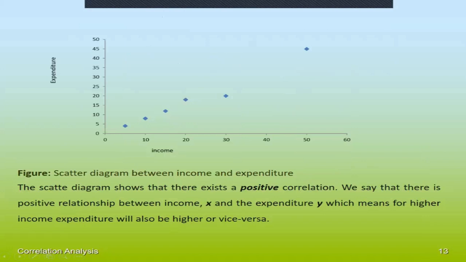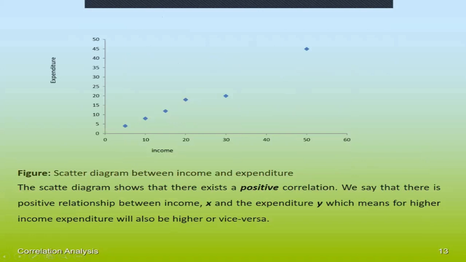Okay. So you see all the values are going upward. Some values may be outside, but it is going upward and following a line. So you can say there is positive correlation between x and y, that is income and expenditure. And this means when income increases, expenditure also increases, or when income decreases, expenditure also decreases.